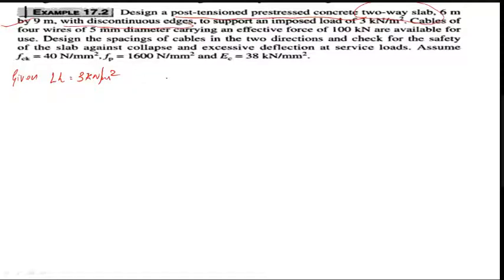Cables of 5 mm diameter, 4 wires of 5 mm diameter, 4 numbers, carrying an effective force of 100 kilonewton, are available for use. Design the spacing of the cable in 2 directions and check for safety of the slab against collapse and excessive deflection at service load. Assume the grade of concrete 40, the stressing force is the same, 1600, and Ec he has given as 38 kilonewton per mm square.